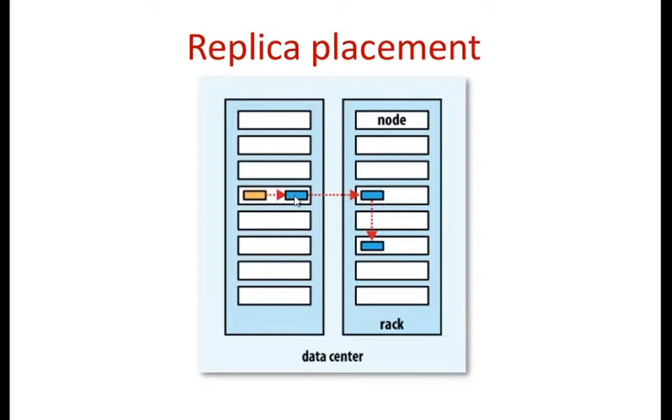The second copy will not be put in this rack. The second replica will go to a different rack, and the third copy will be put on a different node in that different rack. So what is the advantage of this? Let's say this node is down, so I have two copies, and if we are so unfortunate that even this node is down, we still have another node which has the same replica.